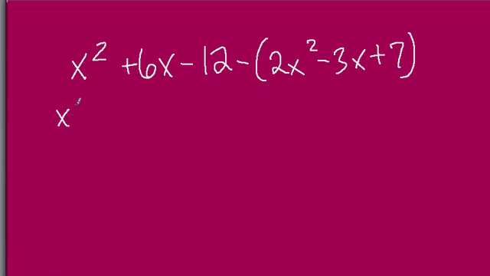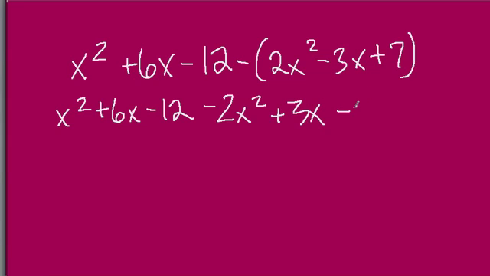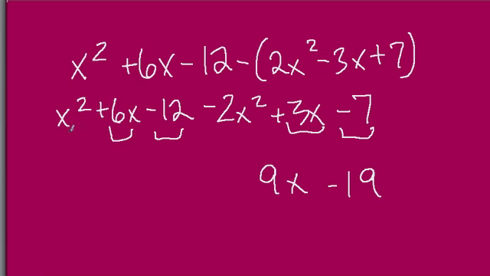So I'm going to rewrite the whole thing: x squared plus 6x minus 12. Now here's where we start switching signs. Minus 2x squared. Switch the next sign to get plus 3x, and then switch the last sign to get minus 7. Sorry, minus 7. So now we have negative 7 and negative 12. That's negative 19. We also have 3x and 6x, which is, again, 9x. And then we have an x squared over here minus 2x squared is negative x squared.